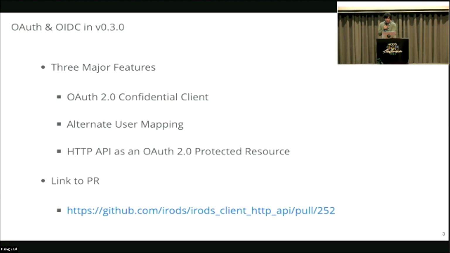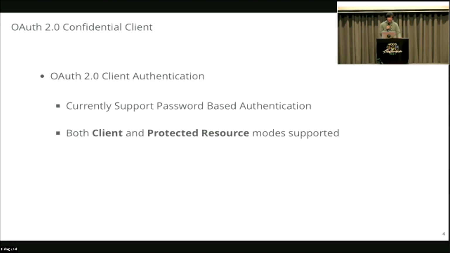But without further ado, let's go straight into the client authentication portion, confidential client. So basically, we support OAuth 2.0 client authentication for our initial implementation, or our first pass, I suppose. We only support password-based authentication. So making it clear we are aware there are alternate methods or modes of authentication, but since this was the simplest path forward, as well as helps us develop the rest of the features faster, this is the path I chose.